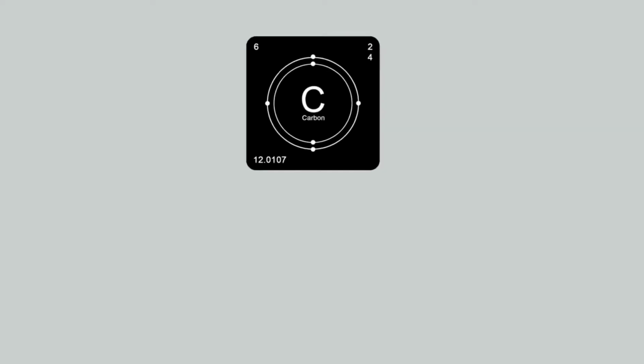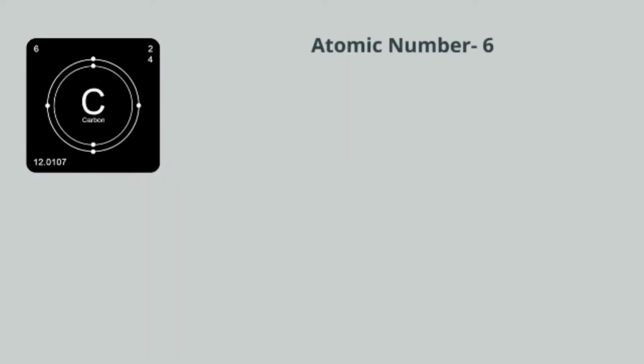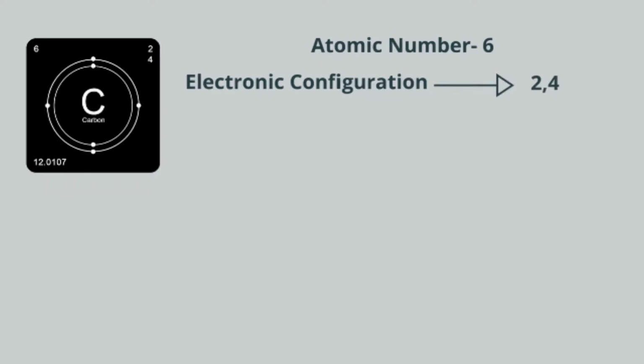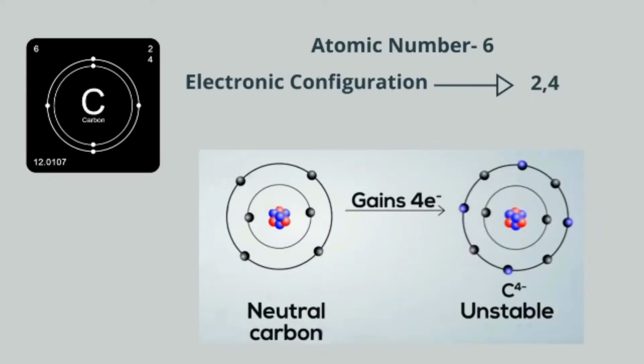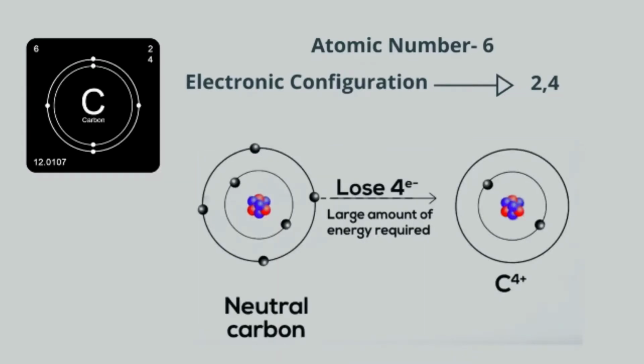We know that carbon has an atomic number of 6 and its electronic configuration is 2, 4. To be stable and form an octet, carbon either has to gain 4 electrons or lose 4 electrons. But both are very difficult. If carbon gains 4 electrons and becomes C4-, then it would be difficult for the nucleus with 6 protons to hold on to 10 electrons. On the other hand, if carbon loses 4 electrons, it becomes C4+. But a large amount of energy is required to remove 4 electrons.